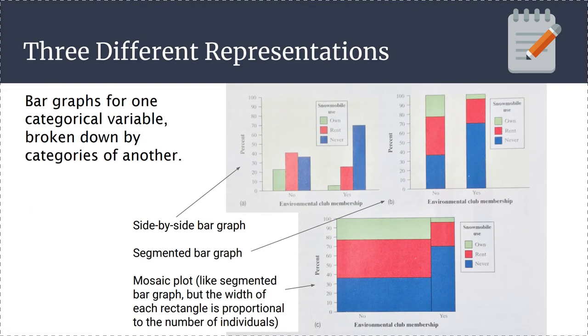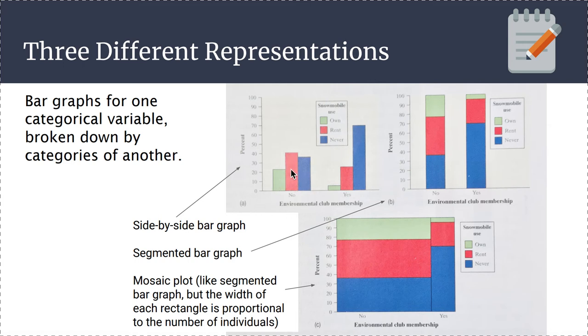There are actually three common types of representations for these relationships between two categorical variables. These are all essentially types of bar graph for which one categorical variable is broken down by categories of another. So we have the classic side-by-side bar graph, where for each of our membership categories, no and yes, we identify the percent or the frequency with which people own, rent, or never use snowmobiles.